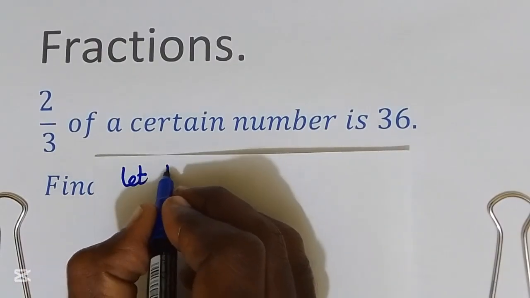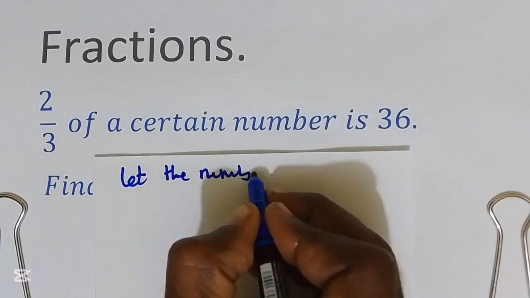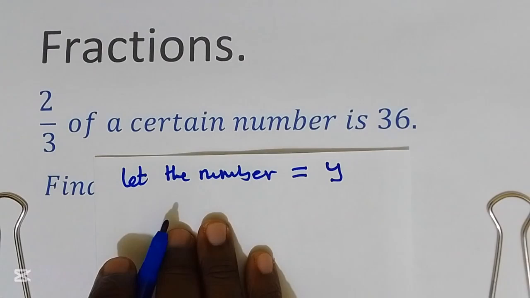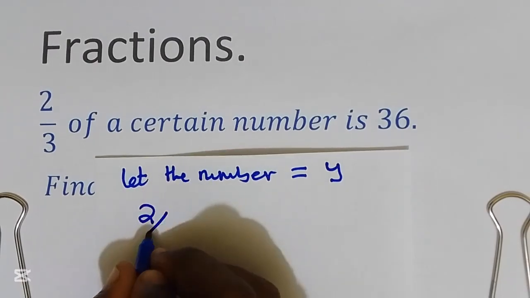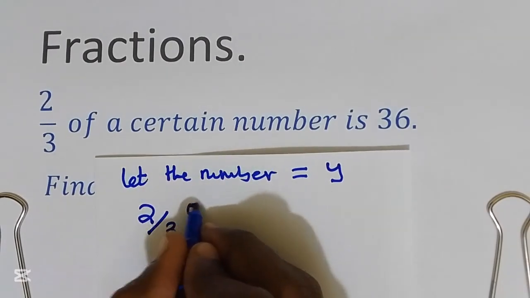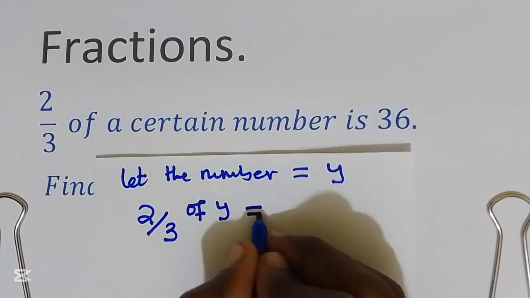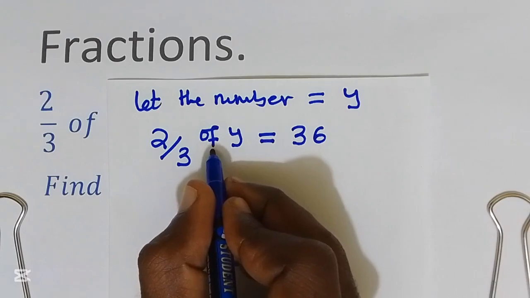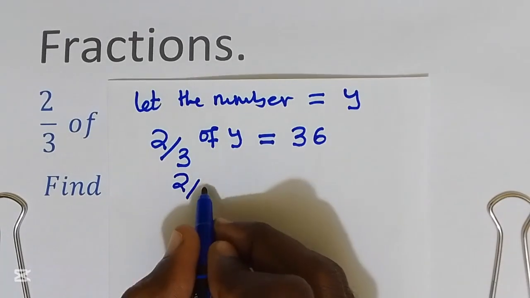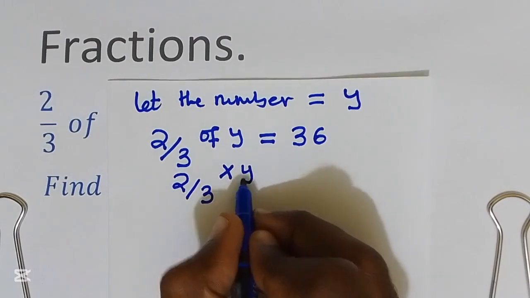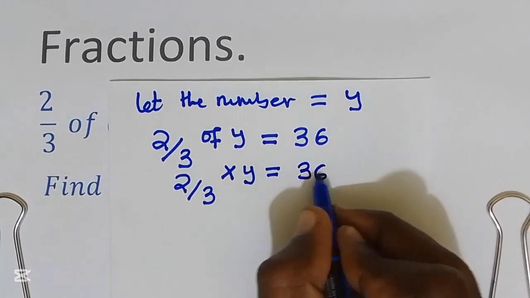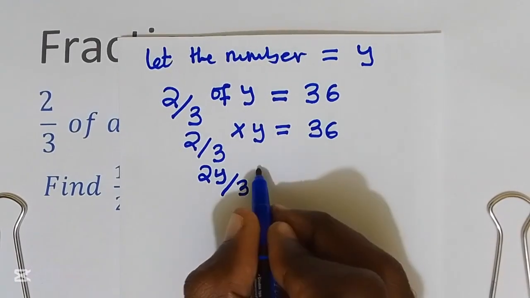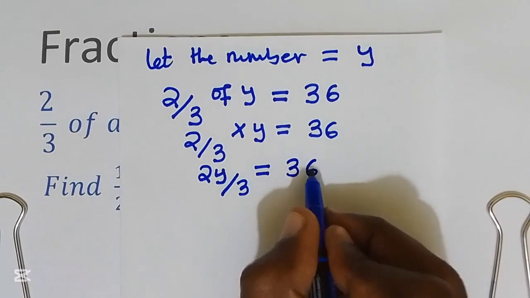Let the number equal to y. Now, when we come back to our question, they say 2 over 3 of a certain number means 2 over 3 of y. This gives us 36. Now, we know of means is multiplication. So, 2 over 3 multiplied by y is equal to 36. 2 multiplied by y, we get 2y over 3. This is equal to 36.